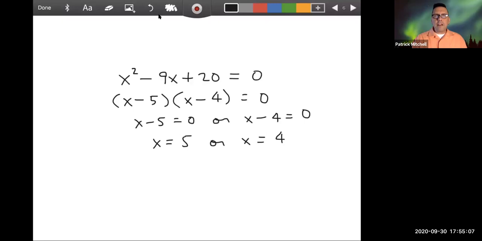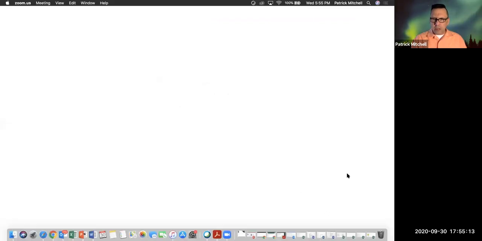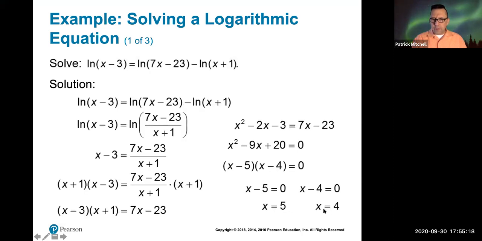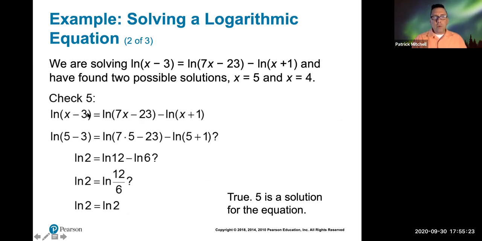So let's go back to PowerPoint. We'll look at the check. I think these two end up both checking. Well, let's see. All right, so there are the proposed solutions. And here is the check. So when I put in 5, what I end up with is natural log 2 equals natural log 12 minus natural log 6. And when you use the quotient property to put those together, you end up with natural log 2 equals natural log 2.